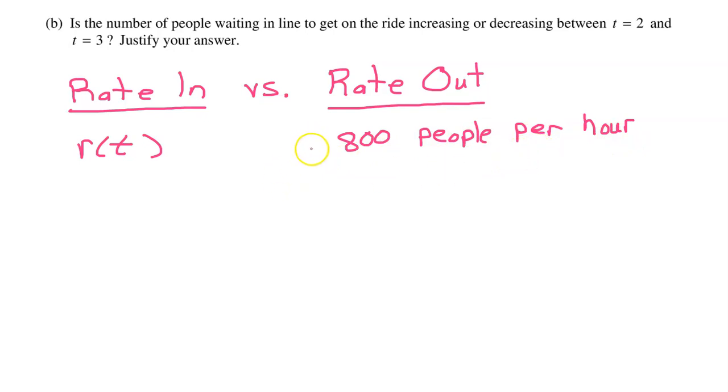So now we just need to figure out if the rate of people coming in is greater or less than the rate of people going out on the interval from t equals 2 to t equals 3. If people are coming in faster than they are going out, then the line will be getting longer. If people are entering at a slower rate than they are leaving, then the line will be getting shorter.